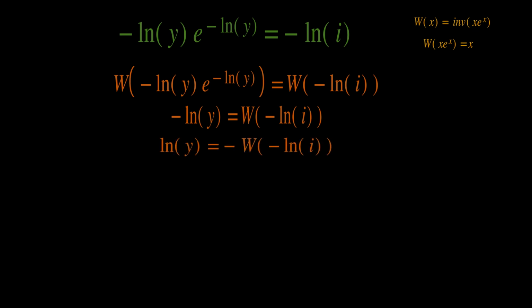And so we're left with the log of y is equal to the negative Lambert W function of negative ln of i. Exponentiating both sides, we're left with y is equal to e to the negative Lambert W function of negative ln of i.